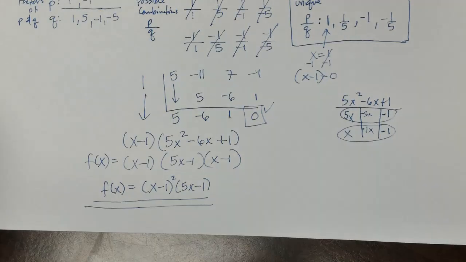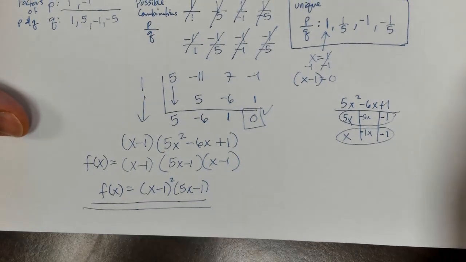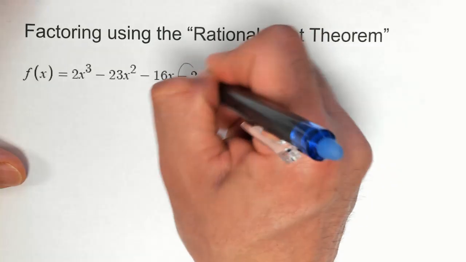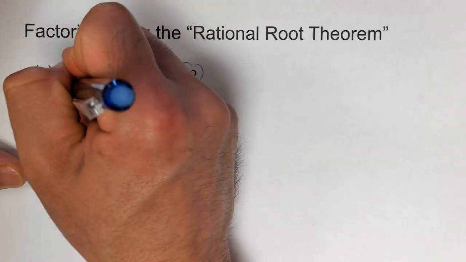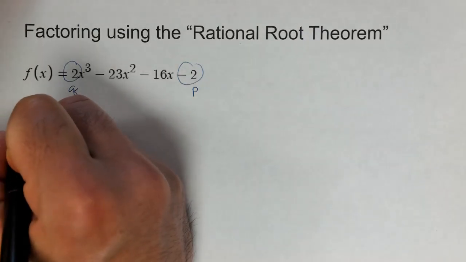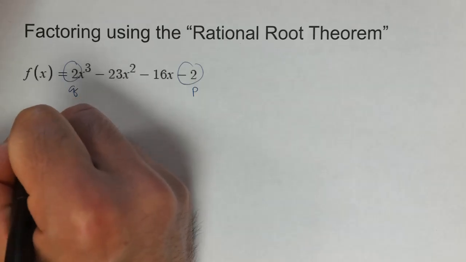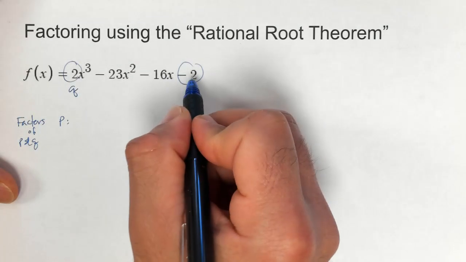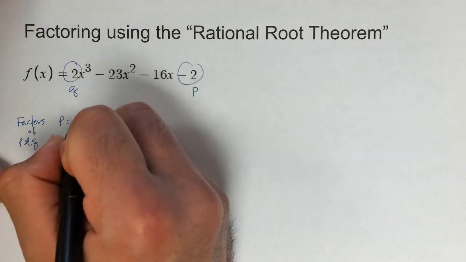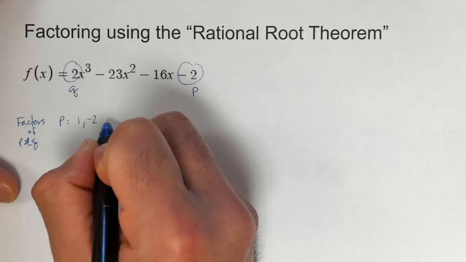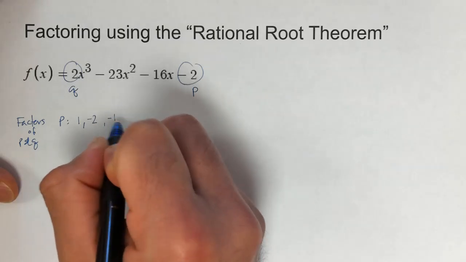All right, let's try another one. Let's put some more practice into this. Remember to label this one as p and the leading coefficient as q. Our goal is to find the factors of p and q. P is the number over here. To get -2, I'm going to multiply 1. I can multiply 1 times -2, or I can multiply -1 times 2.